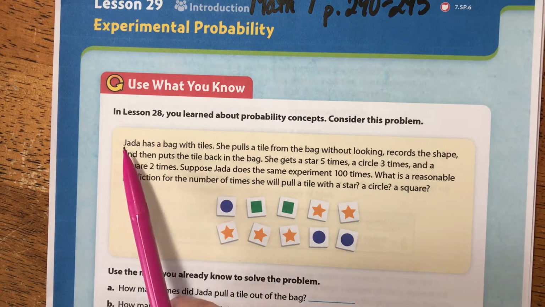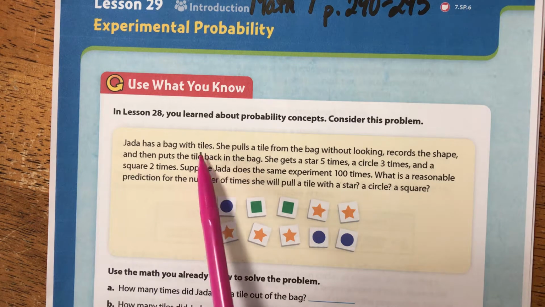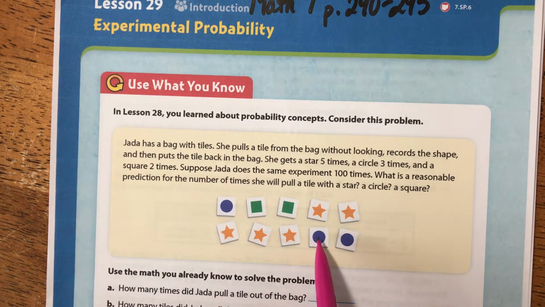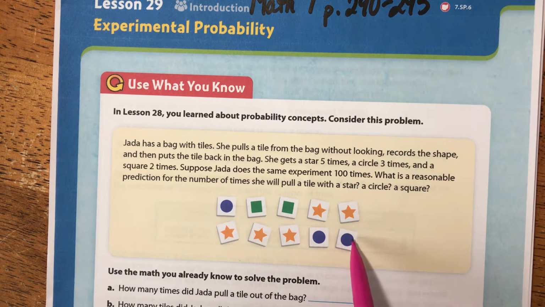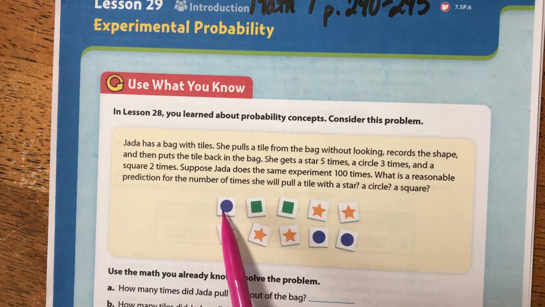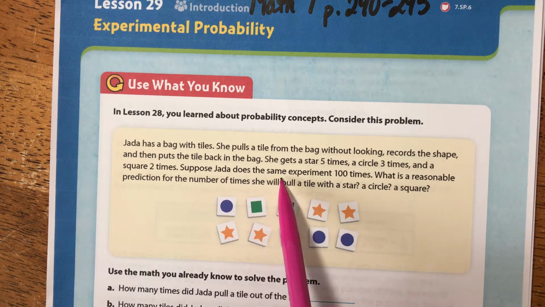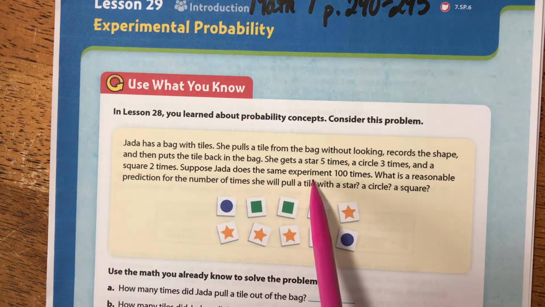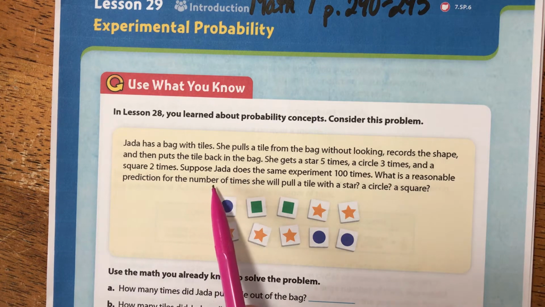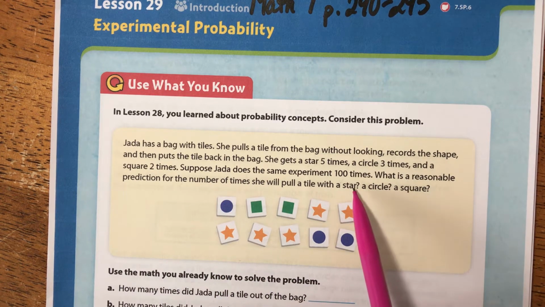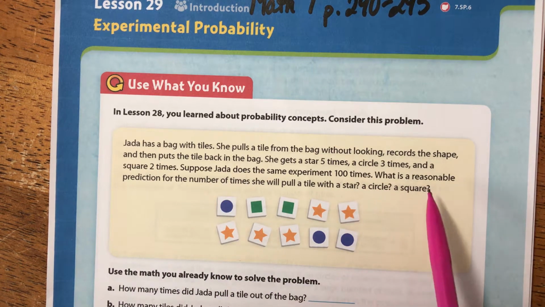All right, Jada has a bag with tiles in it. She pulls a tile from the bag without looking. She records the shape and then she puts the tile back in the bag. She ends up with 5 stars. She pulls a circle 3 times and a square 2 times. Suppose Jada does the same experiment 100 times. What is a reasonable prediction for the number of times she will pull a star, a circle, or a square?